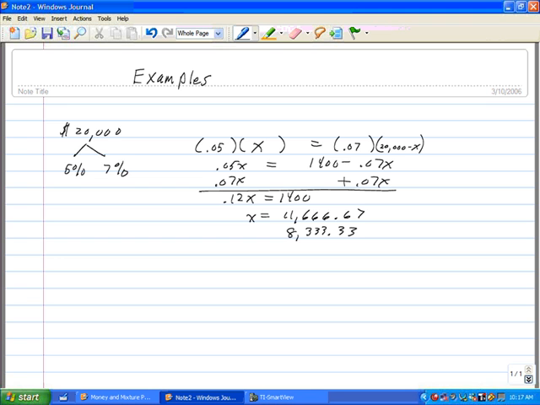So there's your final example on the mixture problems, which that technique will work no matter what you're mixing, whether it's money or chemicals or anything else. Those mixture problems are always performed in the same way.